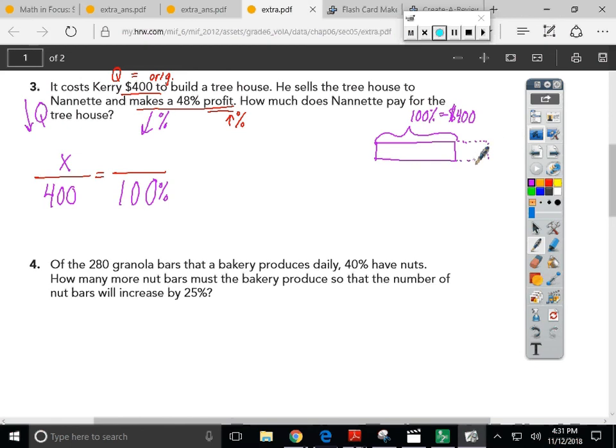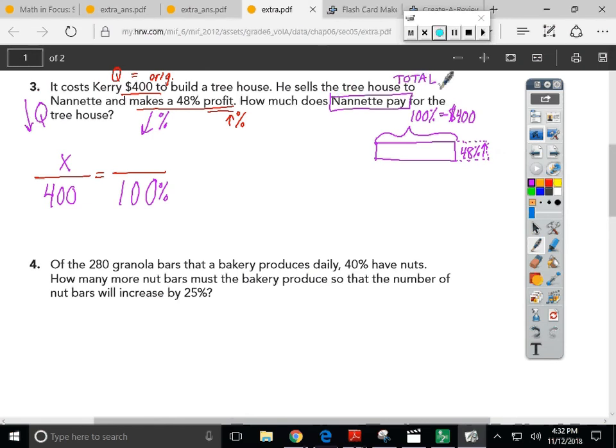So I'm going to extend this bar for you, and I'm going to show you that this little chunk here is a 48% increase. Well, what are they asking me to find? How much more did Nanette get charged? Or how much more did Carrie charge Nanette? Or how much does Nanette pay? Oh, what Nanette pays is actually talking about a total.